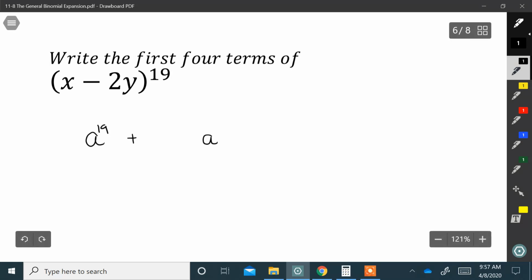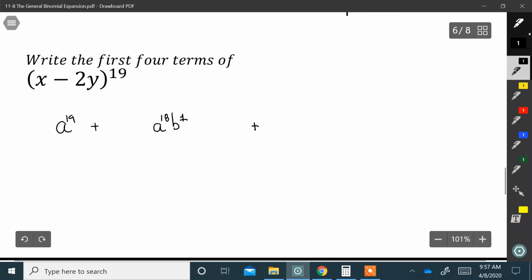And then we have a to the 18, and then b to the 1st. Then we have a to the 17, and then a to the 16.